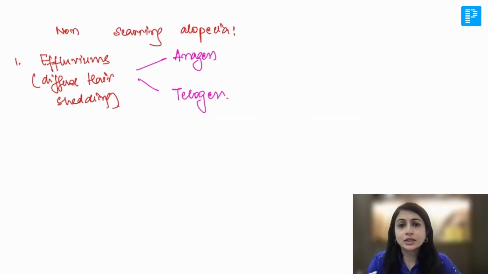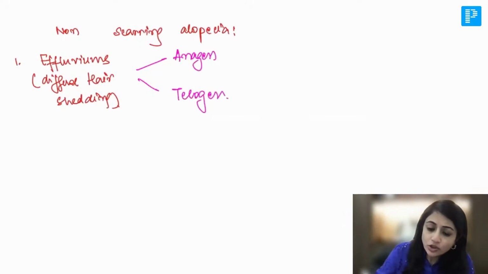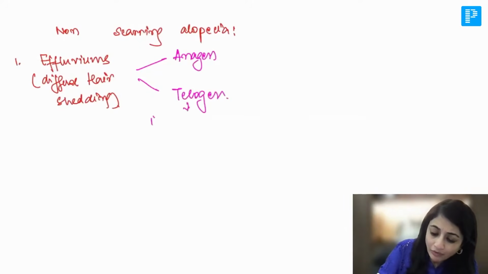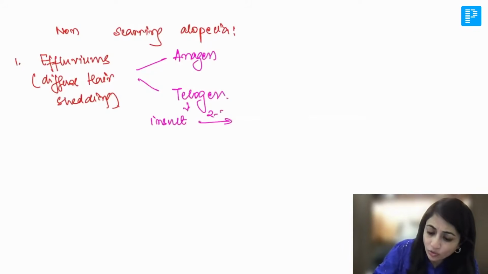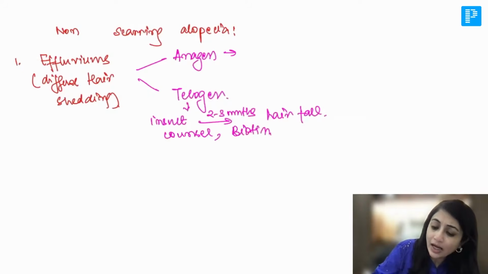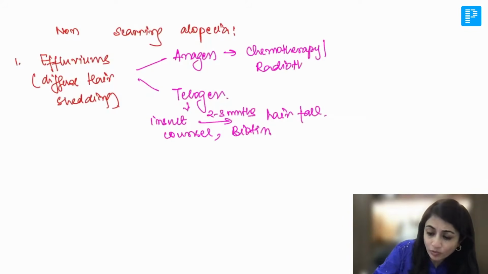I'm quickly revising this topic of alopecia and discussing all the important questions asked in this. Telogen effluvium is something that you see after an insult, some prolonged infection, pregnancy or something, and 2 to 3 months after that, you see hair fall happening. You have to counsel and give biotin. Anagen effluvium is seen associated with chemotherapy or radiotherapy, where there is global alopecia.